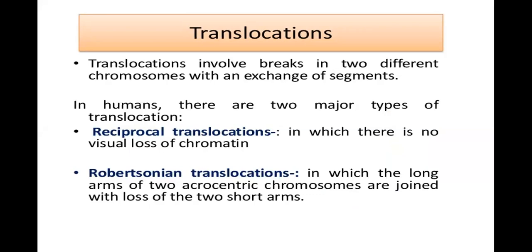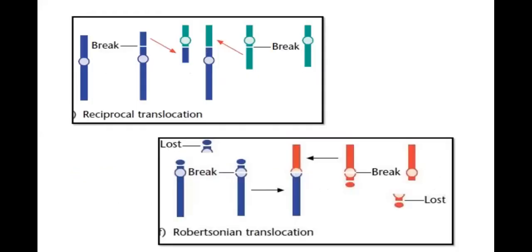Robertsonian translocation, in which the long arms of two acrocentric chromosomes are joined with loss of the two short arms. In Robertsonian translocation, the long arms of two acrocentric chromosomes are joined together with the loss of short arms. So these are reciprocal translocation and Robertsonian translocation.